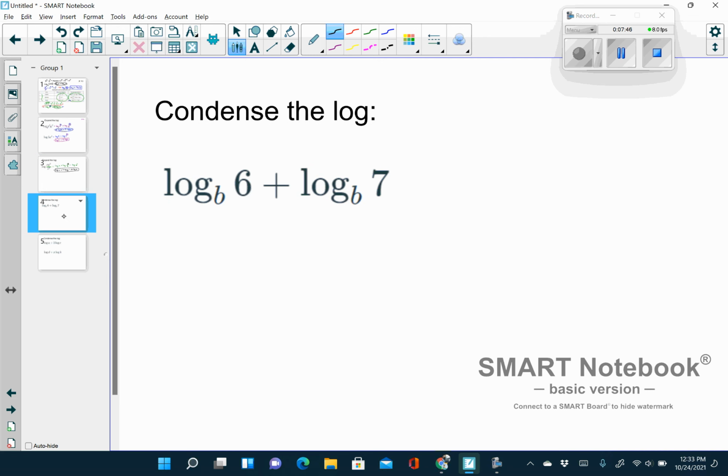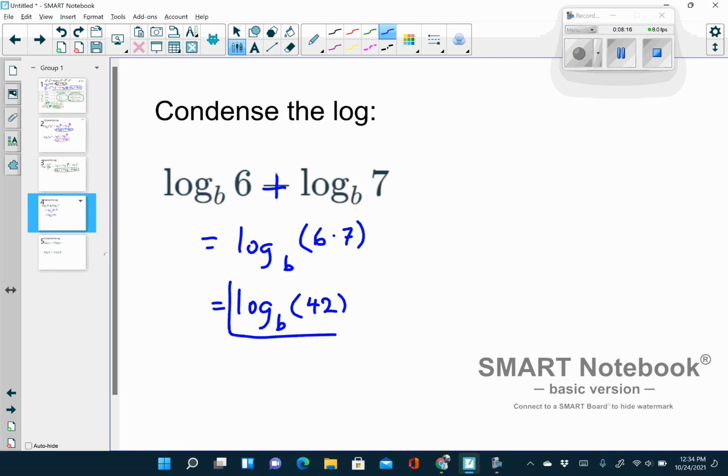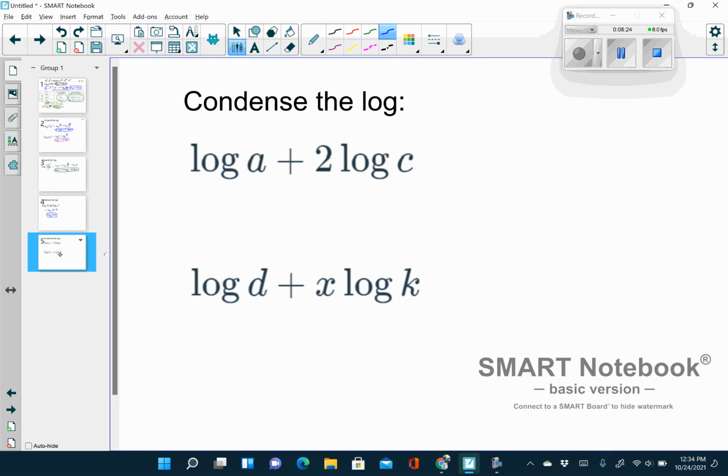All right. Here we're going to go backwards. We're going to condense the log. So addition, when we're condensing, changes into multiplication. So I'm going to rewrite this as log base b of 6 times 7. And so I can make this better. Instead of 6 times 7, it's going to be log base b of 42, since 6 times 7 is equal to 42. So this is my final answer. Okay. Remember to be pausing the video and taking notes, slowing it down, because I am going kind of quick.